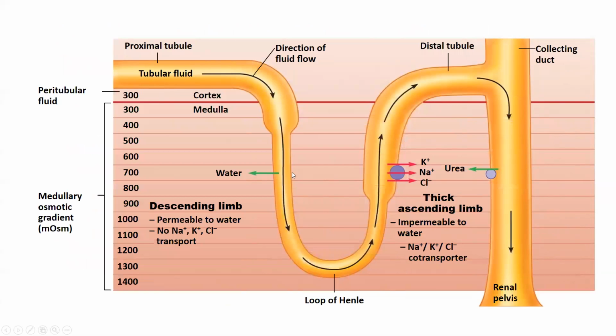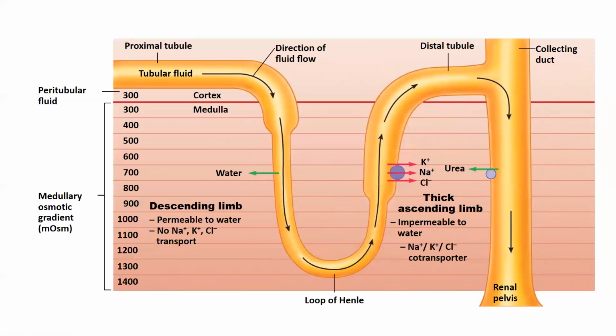It's going to move down the descending limb of the loop of Henle. Now, on the side here, the loop of Henle is usually categorized into a thin limb versus a thick limb. For the purpose of this class, we're not going to distinguish thin from thick. We're just going to talk about ascending from descending. All right, and so the descending limb, which is on the left here, is responsible only for the movement of water.